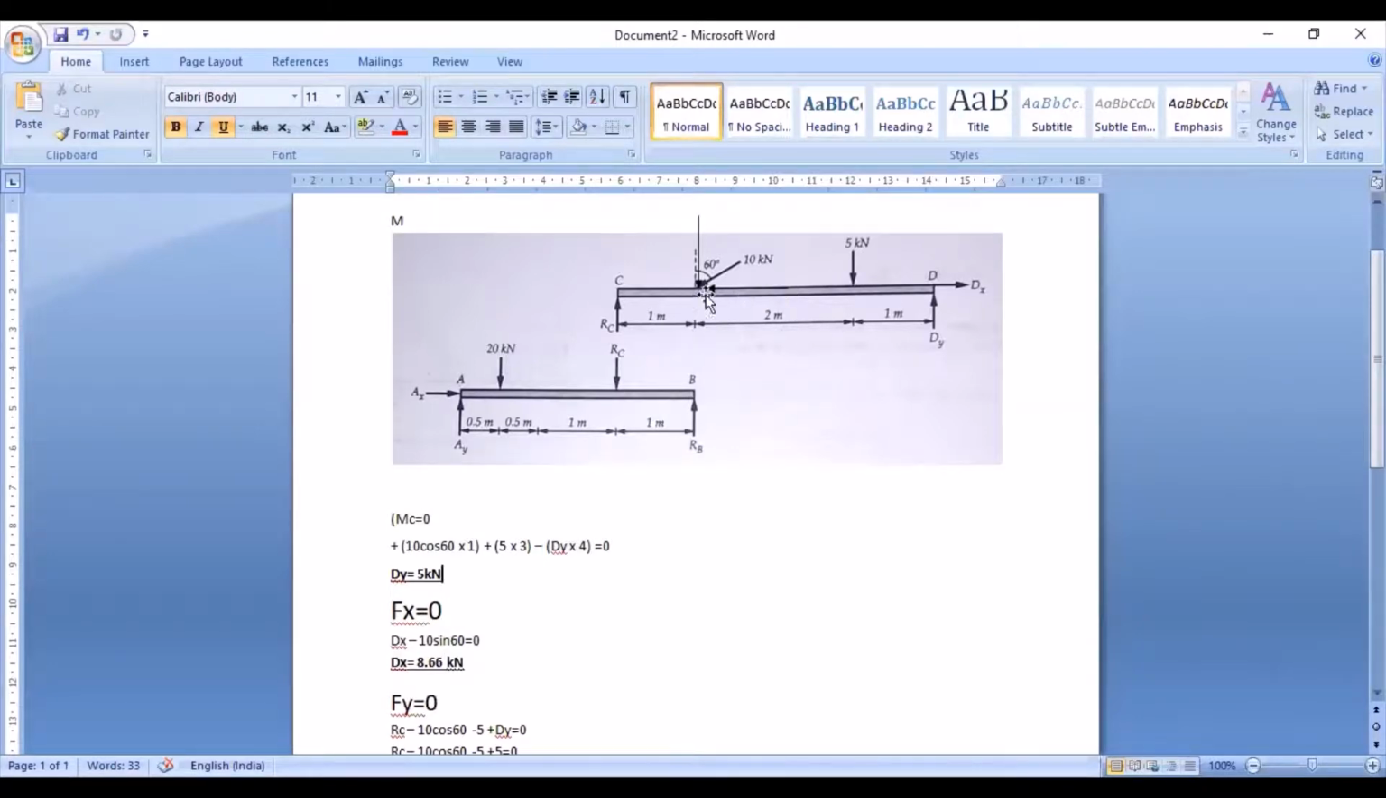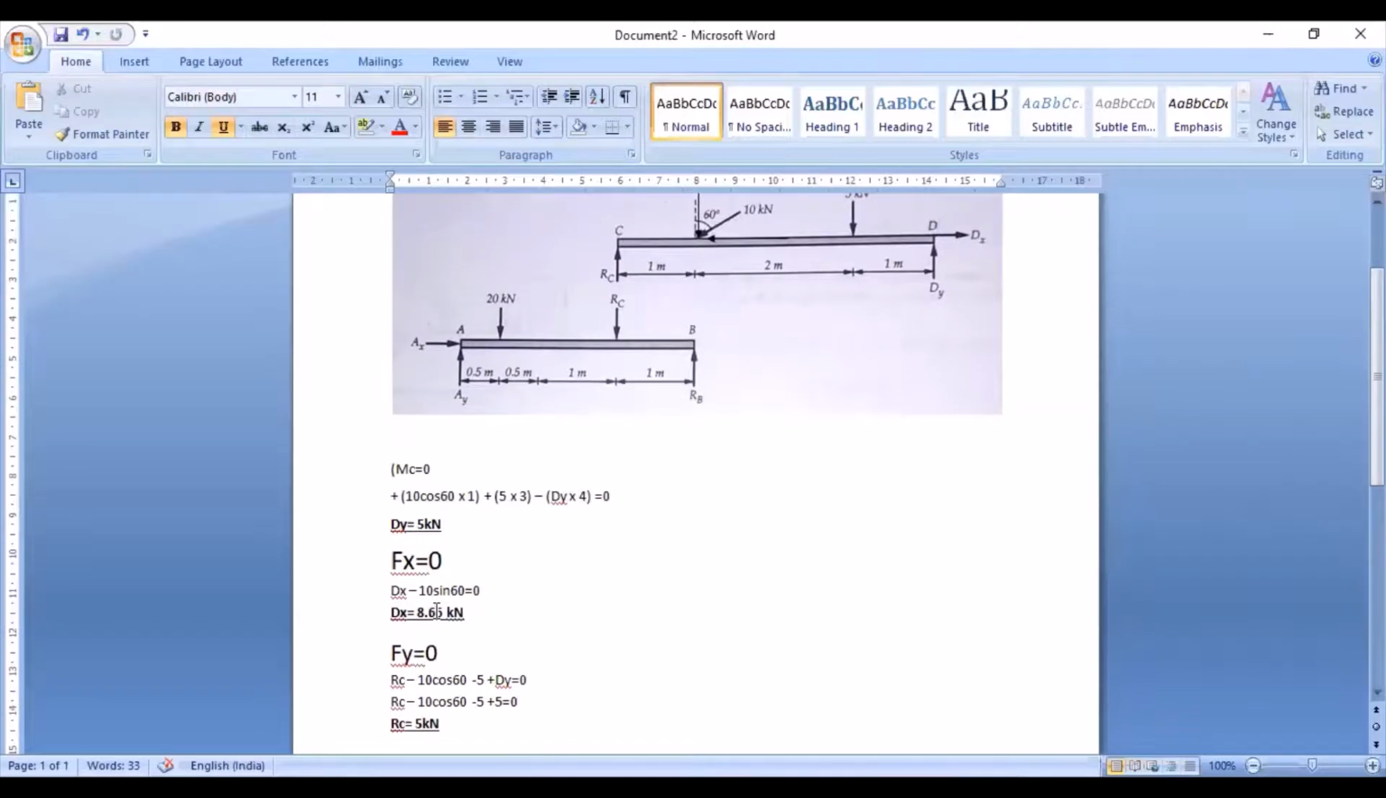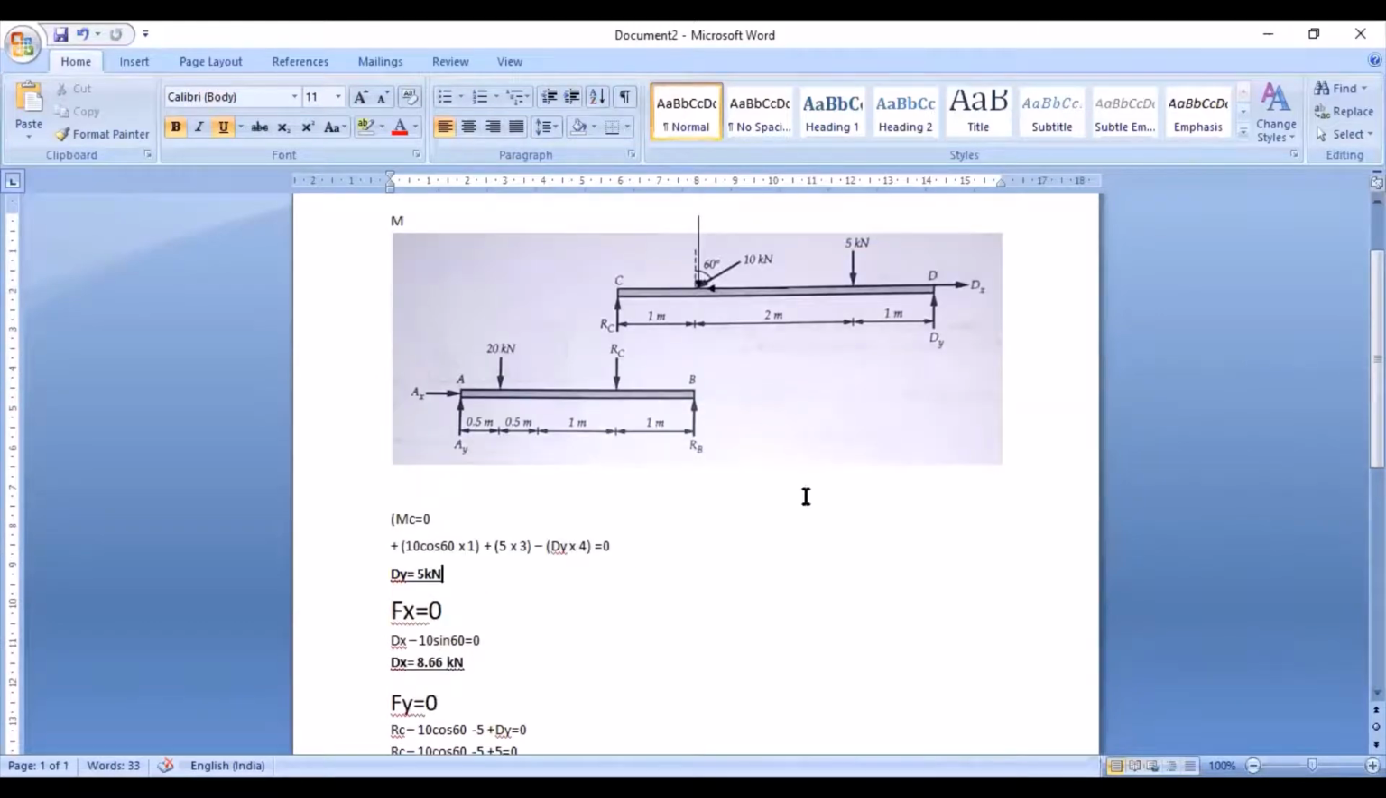Next you have the horizontal component of 10 kilonewton, which is acting leftwards. It will be minus 10 sine 60. Thereby, if we just rearrange the terms, Dx would be 8.66 kilonewton. Now, next, apply one more equation, that is the last one.